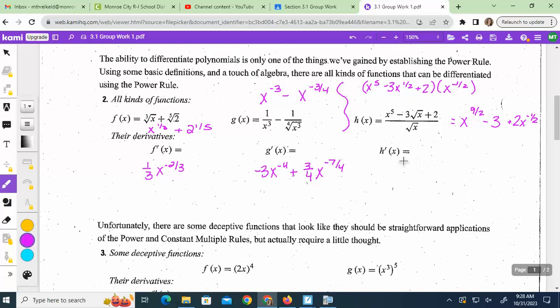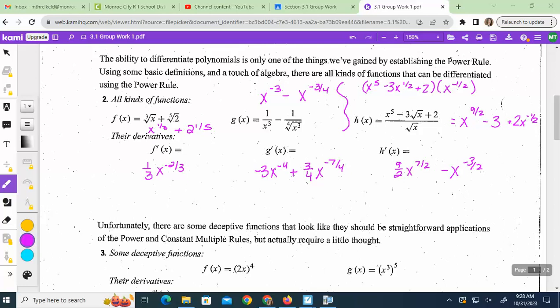Now we do our derivative. So we have 9/2 x, and if you subtract 1, that becomes 7/2. The 3 is a constant, so it goes away. Here, 2 times negative 1/2 would just be negative 1 x to the negative 3/2. Does that make sense?